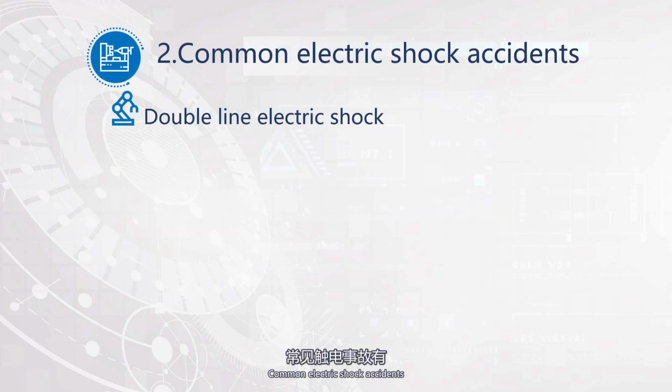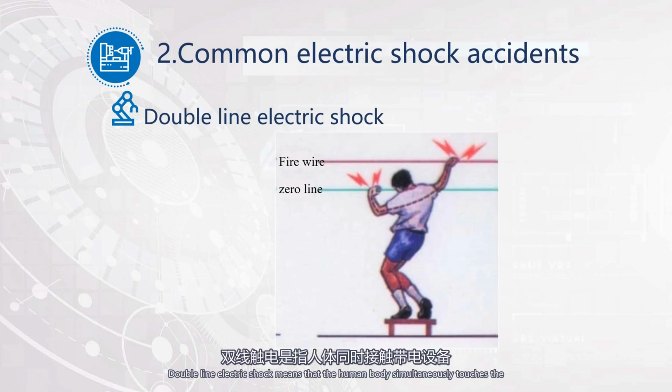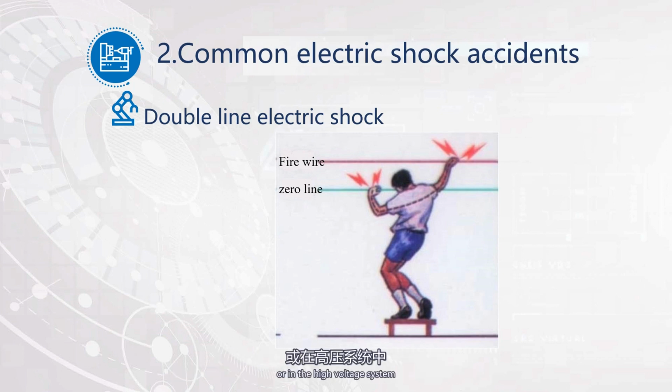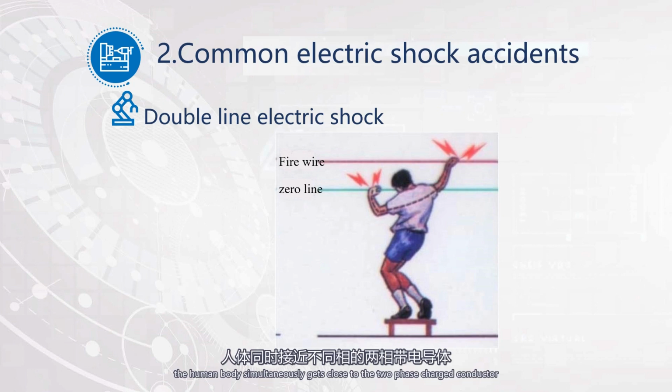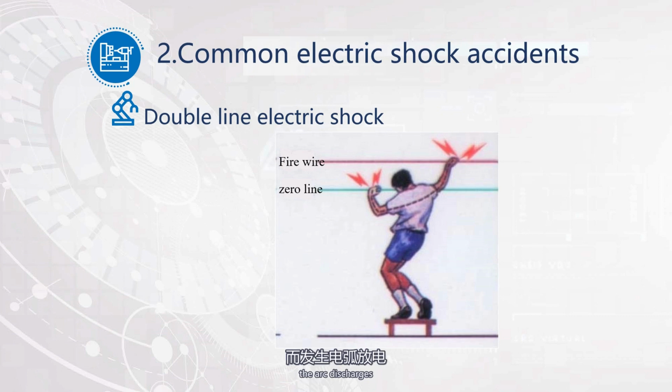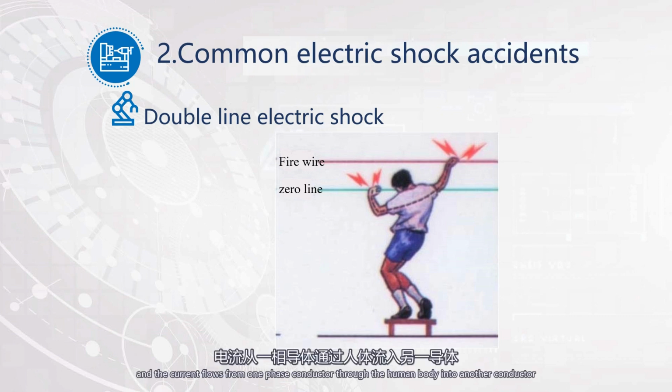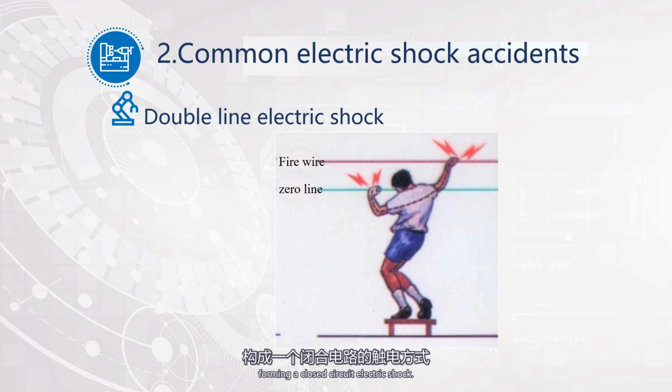Common electric shock accidents. Double-line electric shock means that the human body simultaneously touches the two-phase conductors of energized equipment or line, or in the high-voltage system. The human body simultaneously gets close to the two-phase charged conductors, the arc discharges, and the current flows from one-phase conductor through the human body into another conductor, forming a closed-circuit electric shock.